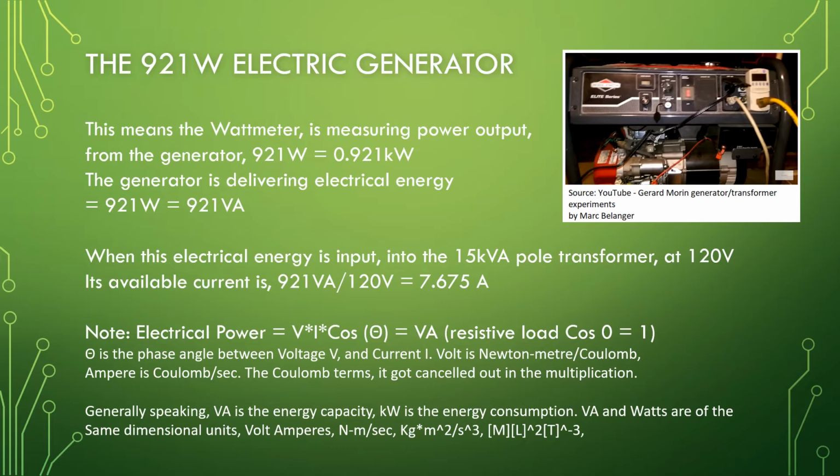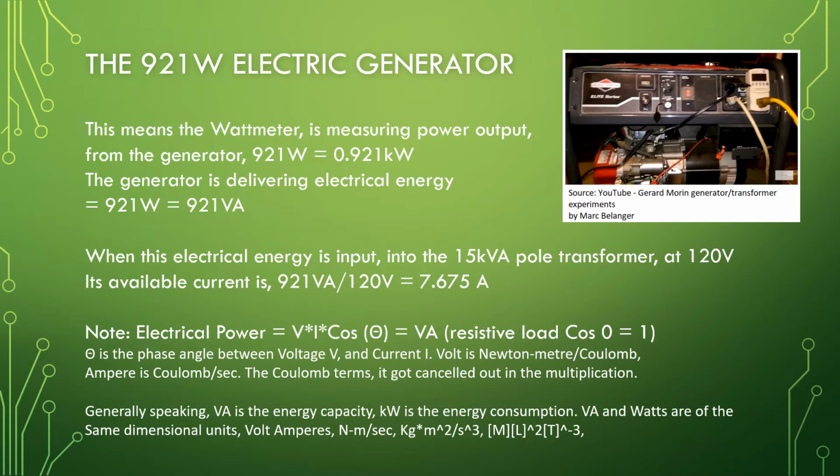Note: electrical power equals V times I cosine theta, equal to VA when the load is resistive and cosine 0 equals 1. Theta is the phase angle between the volt V and current I. Volt is Newton meter per coulomb. Ampere is coulomb per second. The coulomb terms get cancelled out in the multiplication.